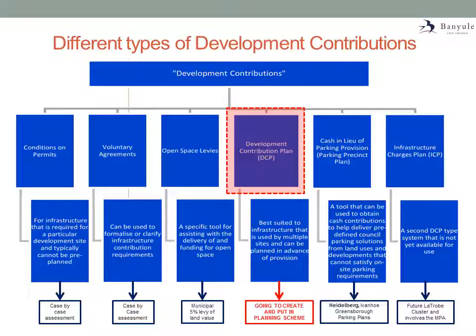This slide gives you the overview of others, whether they be conditions on permits, voluntary agreements with developers, contributions collected through open space, commonly done through land subdivision, cash in lieu of on-site car parking, so the off-site car parking can be constructed, infrastructure charging plans for state significant locations, but in this presentation we'll focus on DCPs.